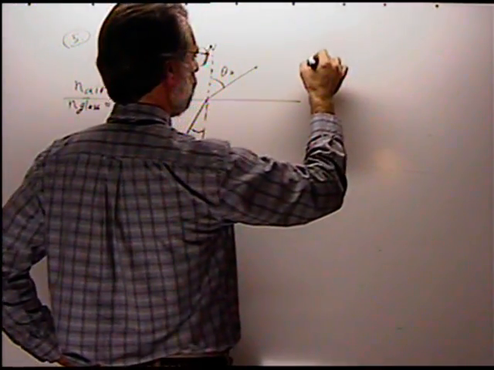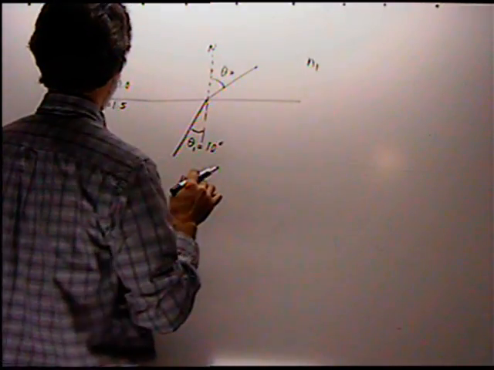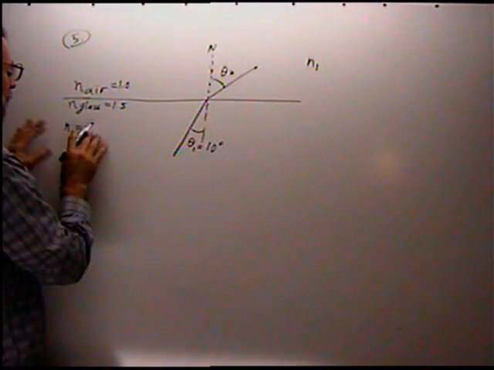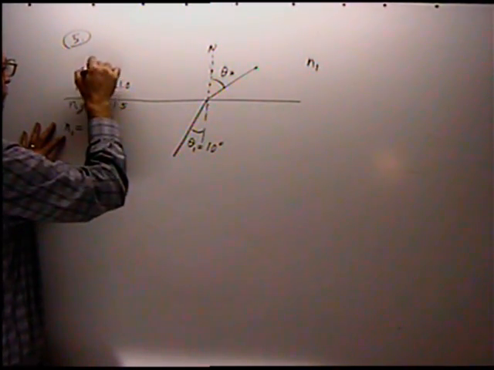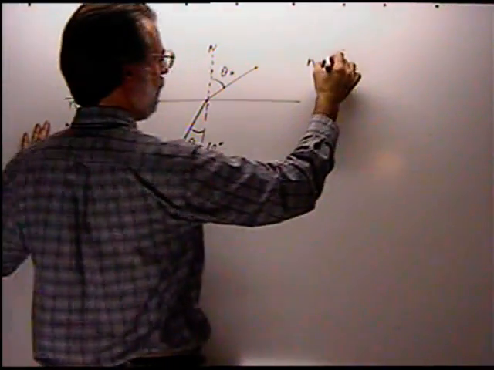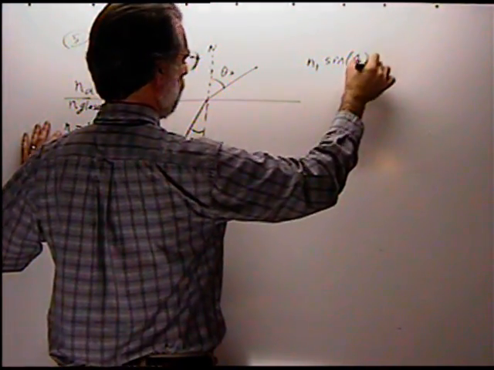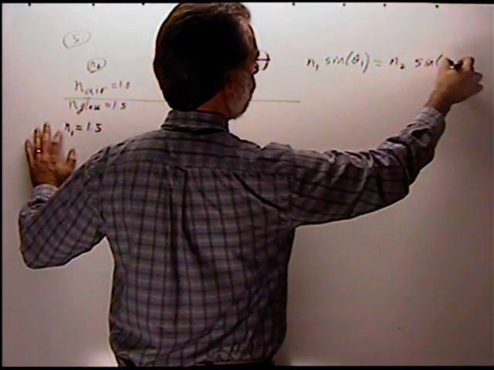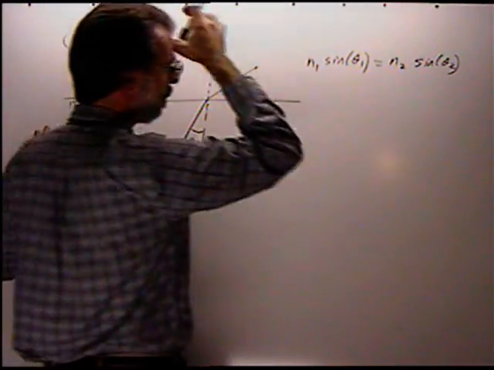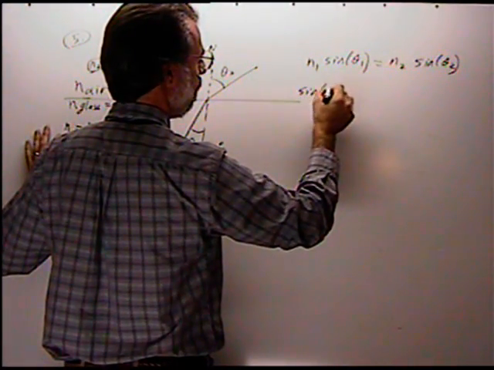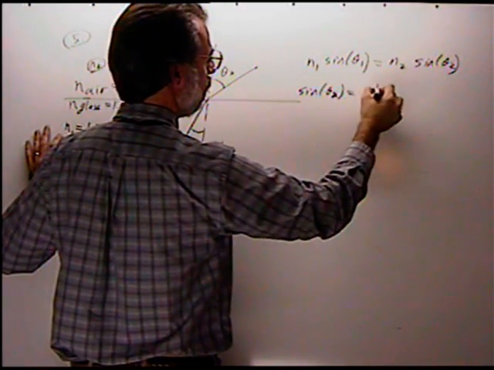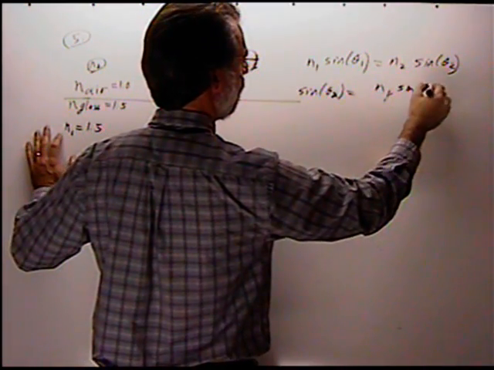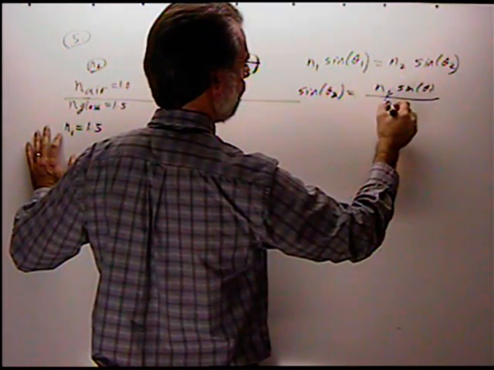Snell's law is that, we'll call this one theta 1, or N1, and we'll call this N2. So N1 sine of theta 1 equals N2 sine of theta 2. We're going to solve for theta 2. So again, sine of theta 2 equals N1 sine theta 1 divided by N2.